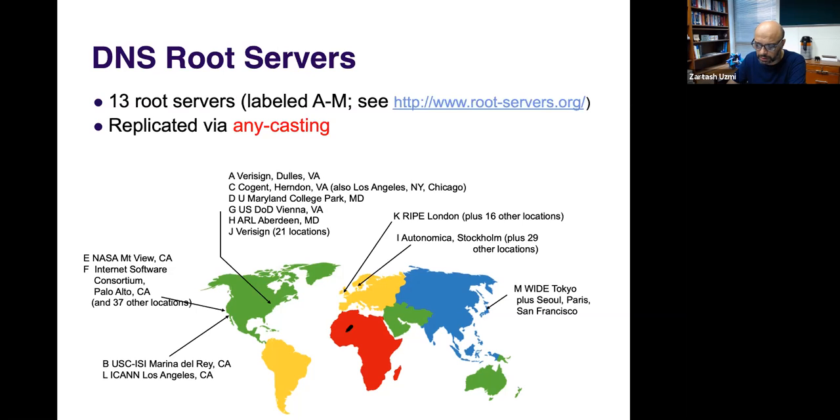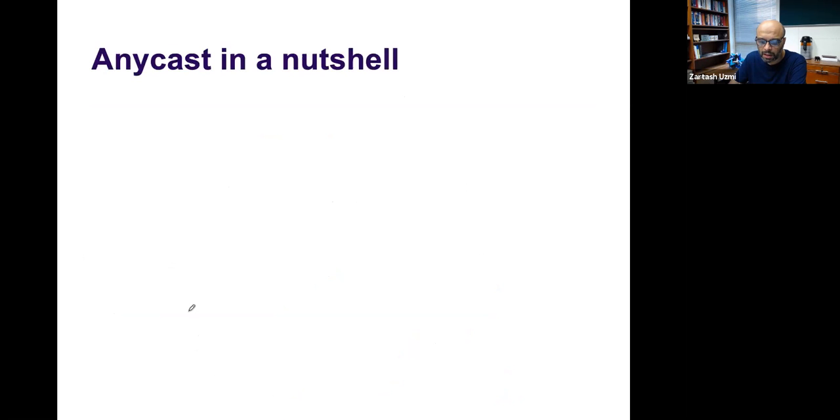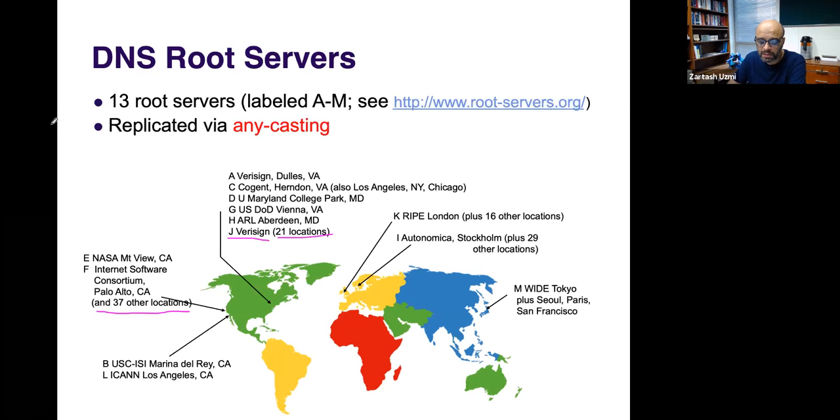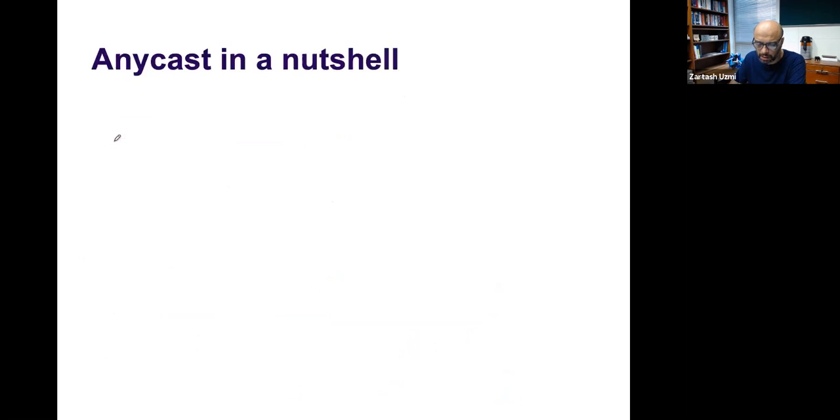So, for example, you can see that there is redundant location. J root name server has 21 locations across the world. F root name server has 37 locations replicated across the world. All of this replication is done via what we call anycasting. Anycasting is a very cute idea, I would say.